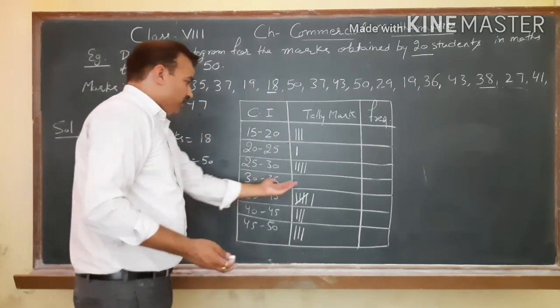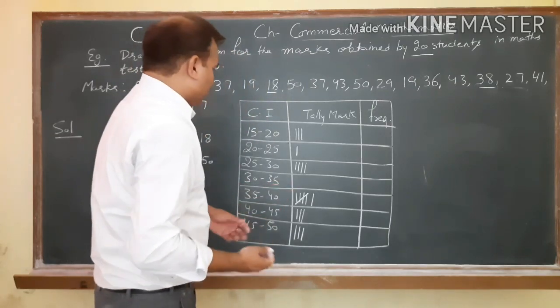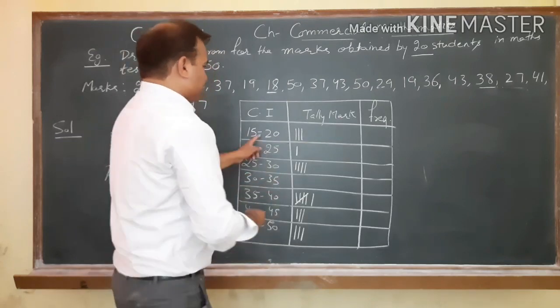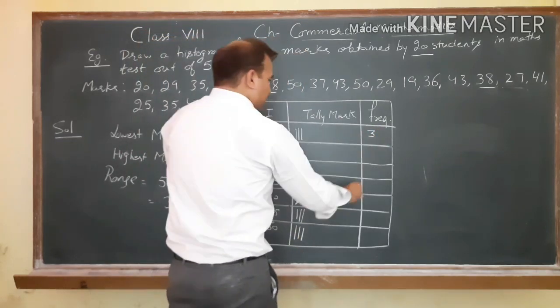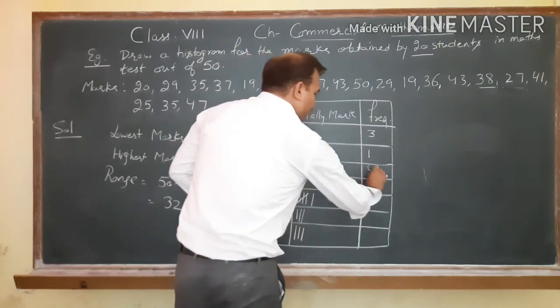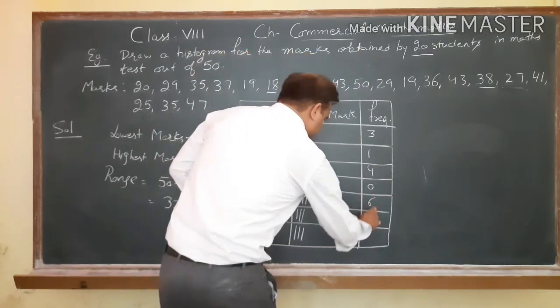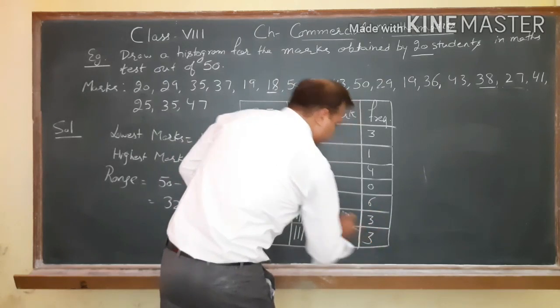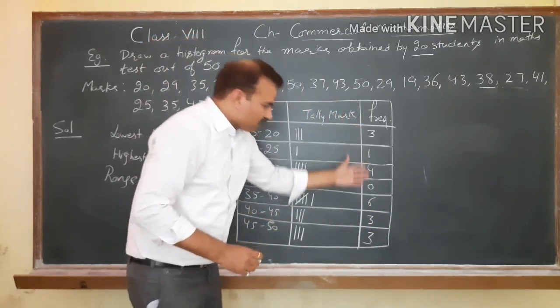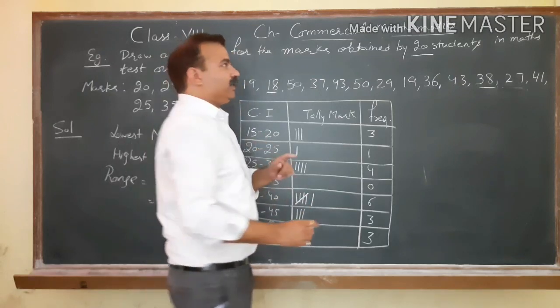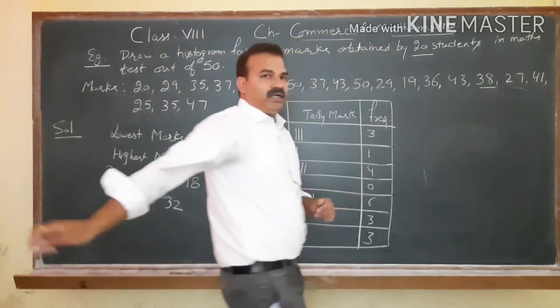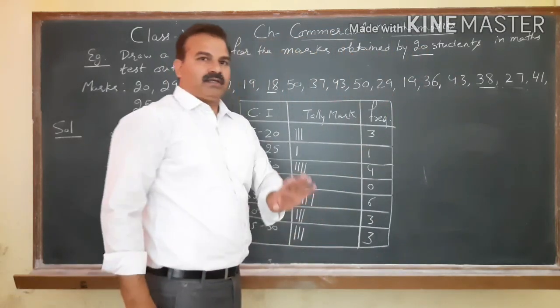No one has scored between 30 to 35. Now, let's write the frequency. Here it is 3, then 1, then 4, then 0, then it is 6, then 3 and 3. If the sum of all these frequencies comes out to be 20, it means we have done it correctly.